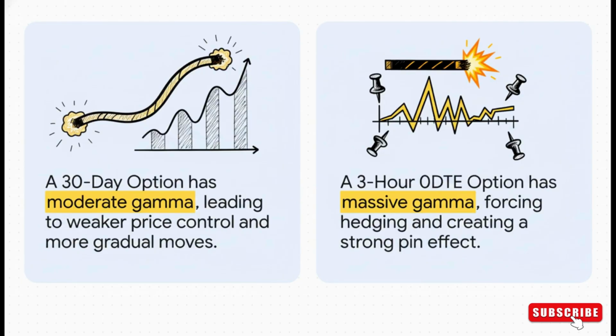The more the price moves, the more the market makers have to hedge, and paradoxically, all of that hedging can actually kill volatility and literally pin the price to a big, high-volume option strike.